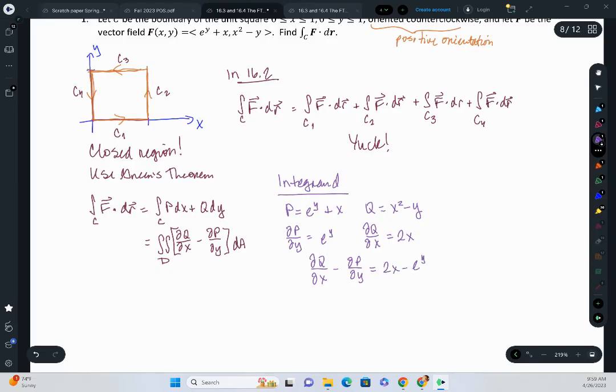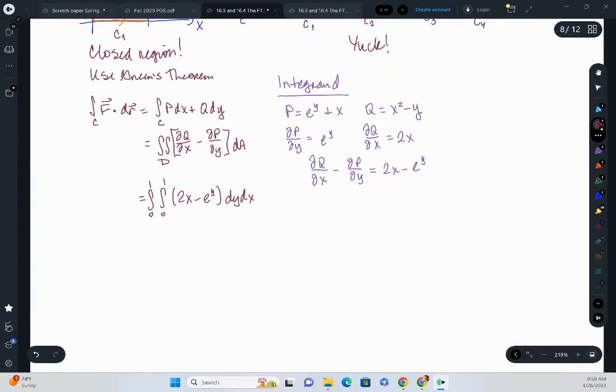So I have my integrand. I know my bounds. I'm going to go ahead and pop them in. I have the integral from 0 to 1, integral from 0 to 1 of 2x minus e to the y, and I'm just going to go in the order of dy dx. Okay, now when I integrate this, I'm integrating first with respect to y. So I'm just handling that inner integral in the next step.